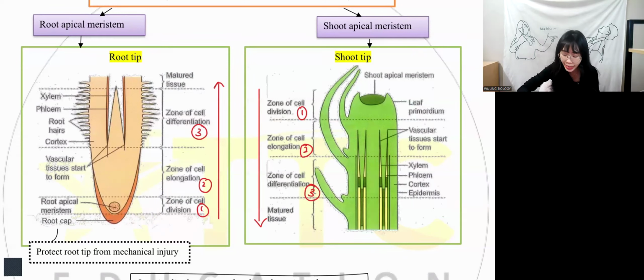It becomes longer. And then elongation. Elongation means what? They increase in size and mass of cell. You can also understand it as long. It becomes bigger.